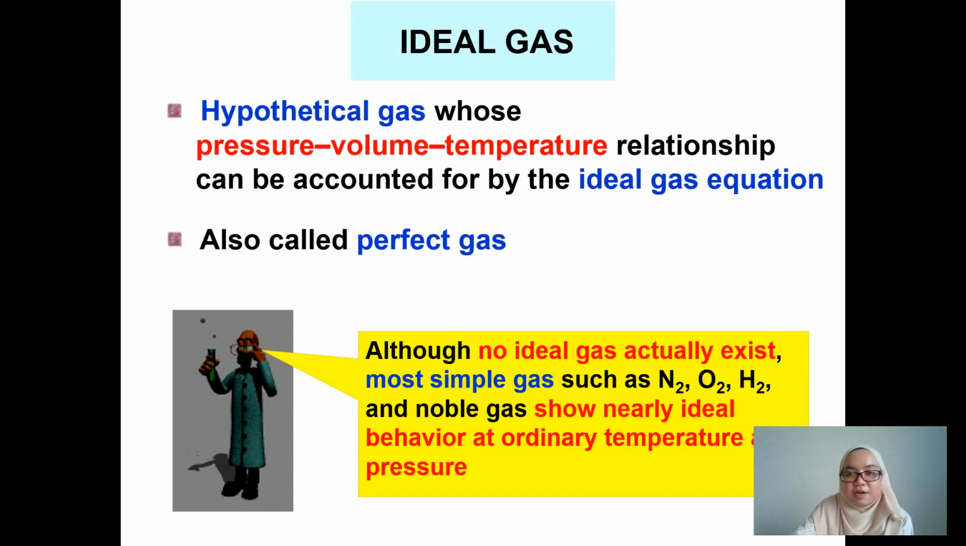Okay. Alright, so we want to move on with the ideal gas. So what is actually meant by an ideal gas? An ideal gas is a hypothetical gas whose pressure, volume, temperature relationship can be accounted for by the ideal gas equation, also called a perfect gas. Although no ideal gas actually exists, most simple gases such as nitrogen gas, oxygen gas, hydrogen gas, and other noble gases show nearly ideal behavior at ordinary temperature and pressure.